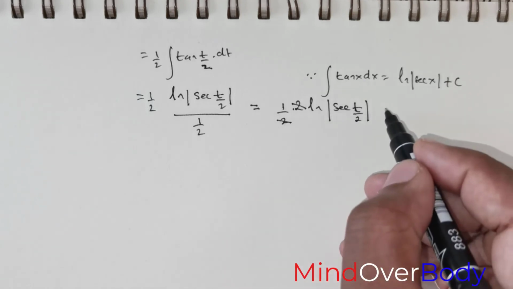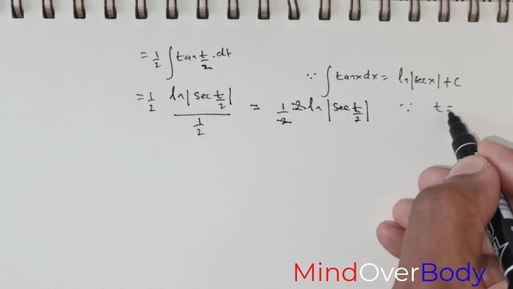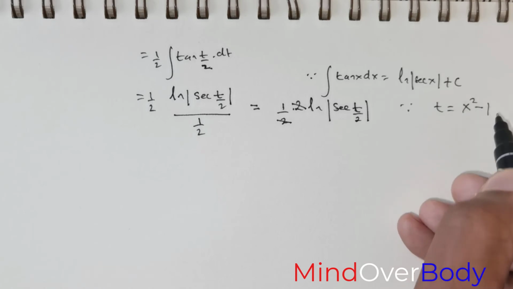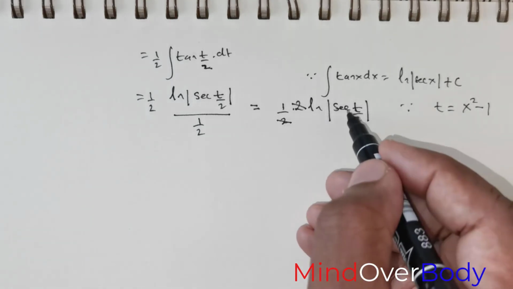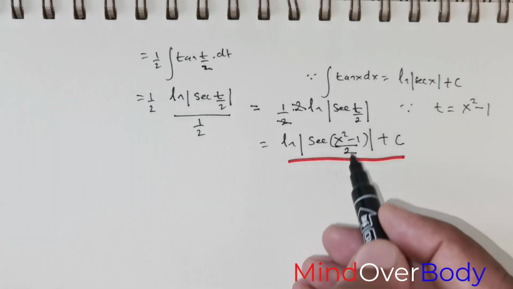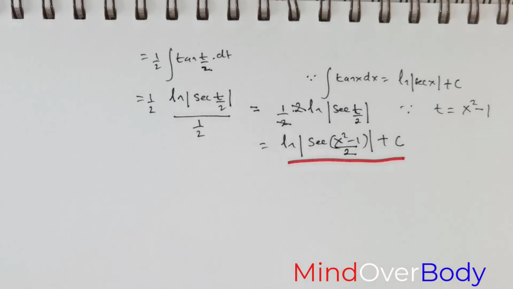I can cancel these things, but my t is x squared negative 1. So I substitute that, and of course there is a 2 there, so this is the solution to the question.